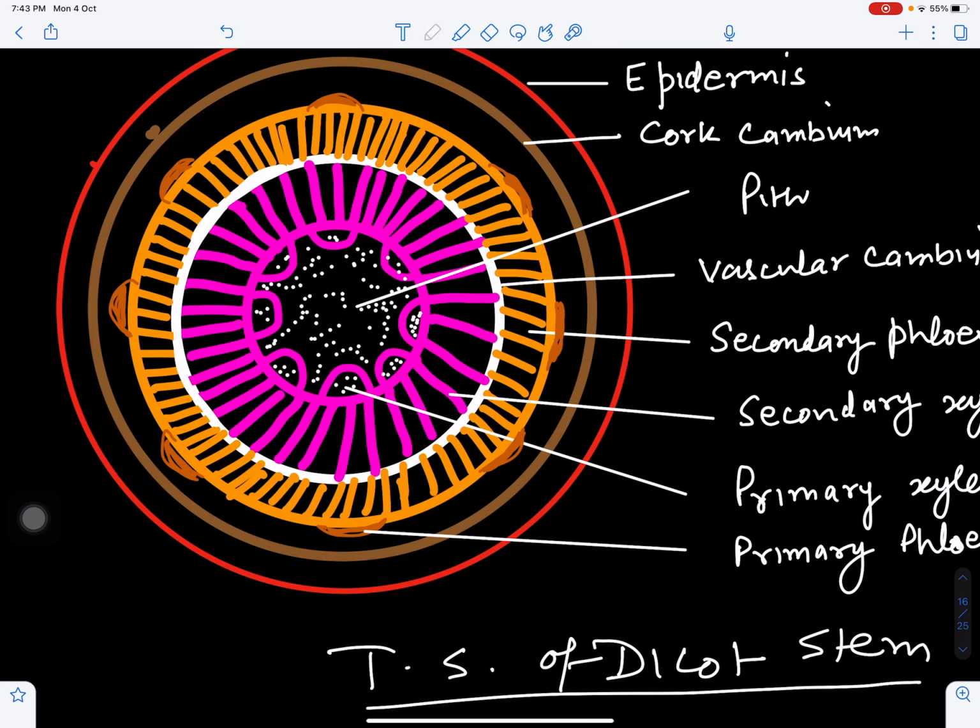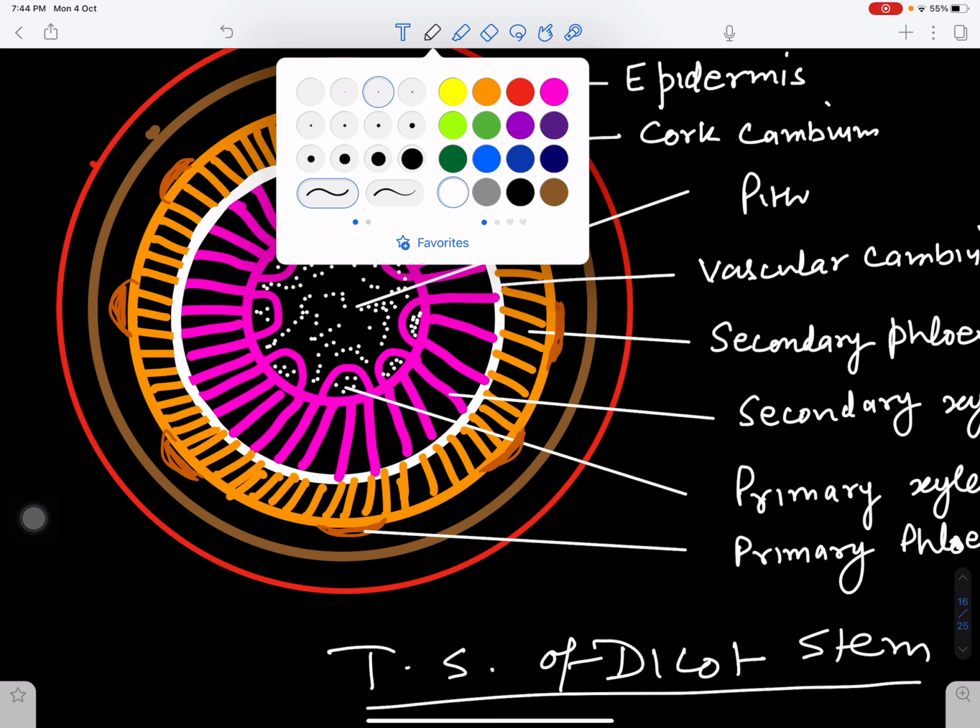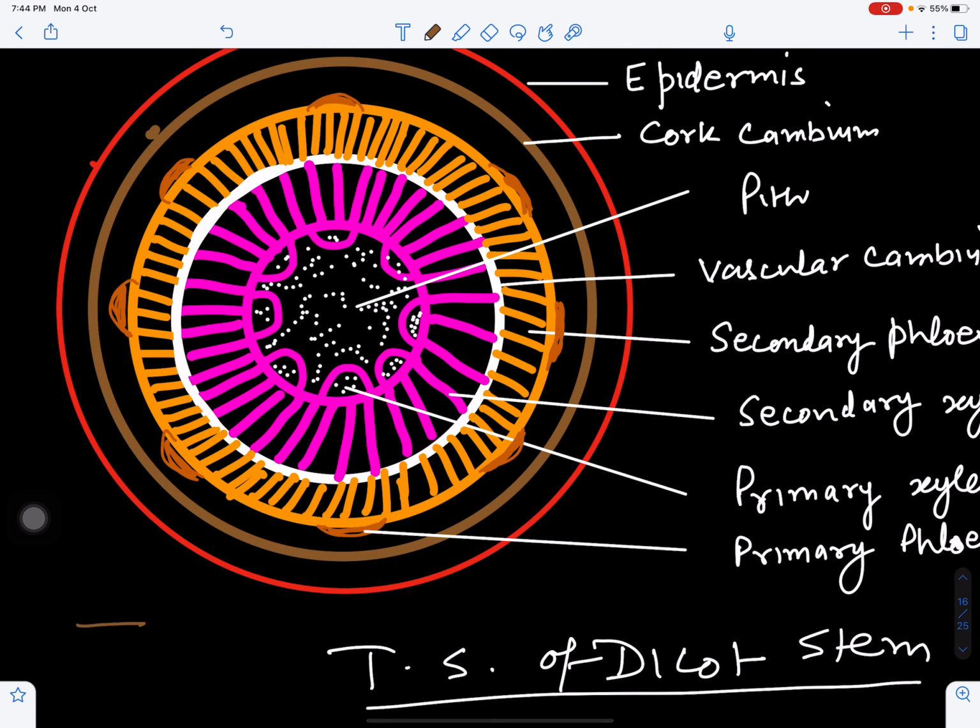Now this cork cambium is also meristematic in nature, which is developing in the cortical zone. This is the cork cambium.